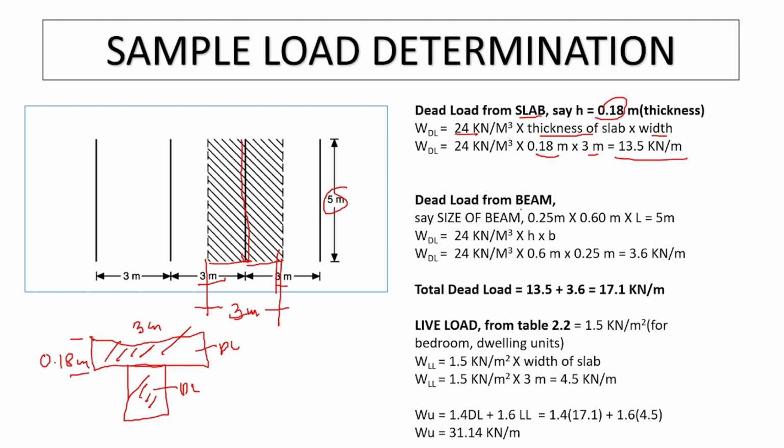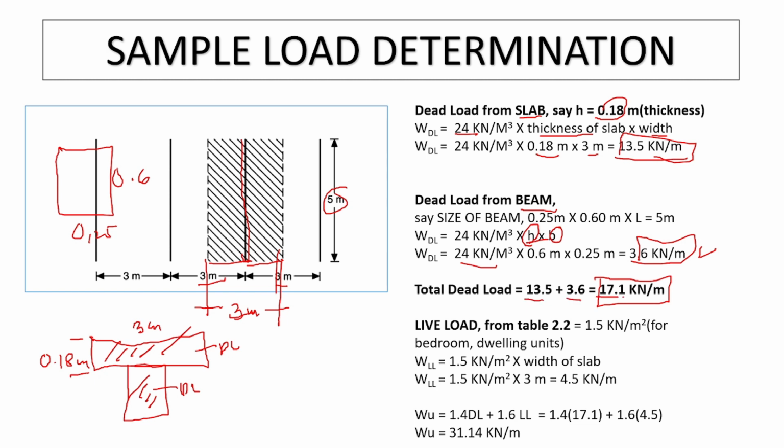Then the dead load also for the beam, or the self weight of the beam. You just have to multiply the total height of the beam and its width. For example, here I just made an example. Let us say my beam is 0.6 and then I have 0.25. So this is the section. Just multiply with the unit weight of the concrete, then you can get this one. The weight of the beam and the weight of the slab have to be added, so that becomes the total dead load of the beam. 13.5 and 3.6, this becomes your dead load.